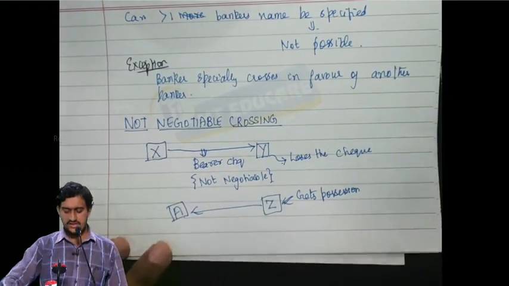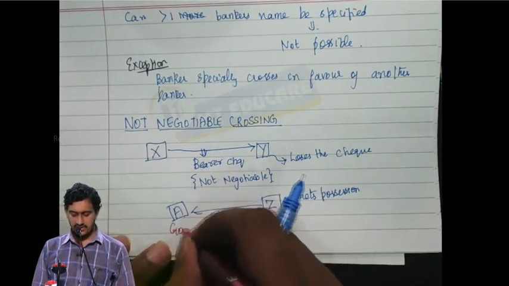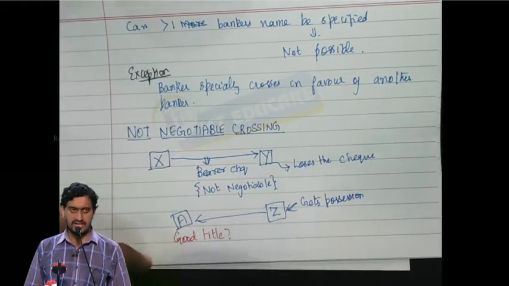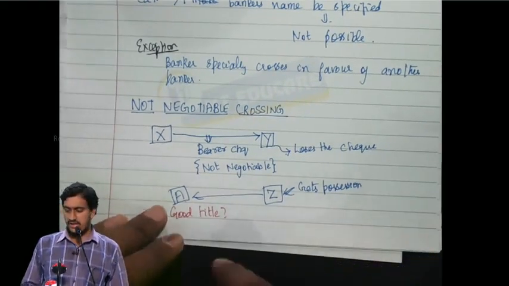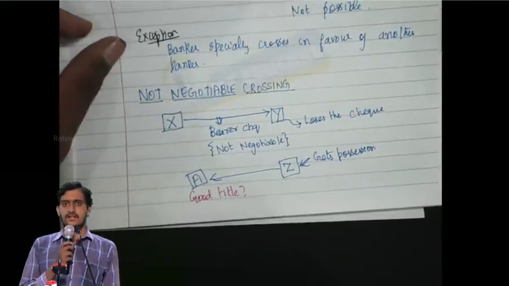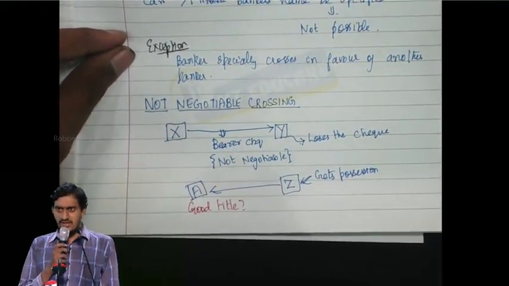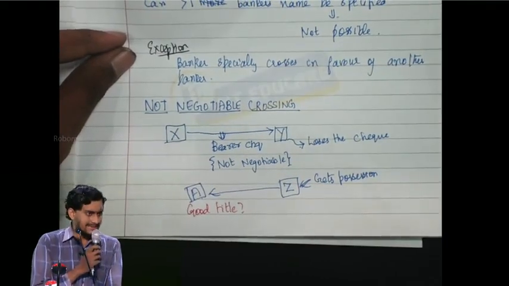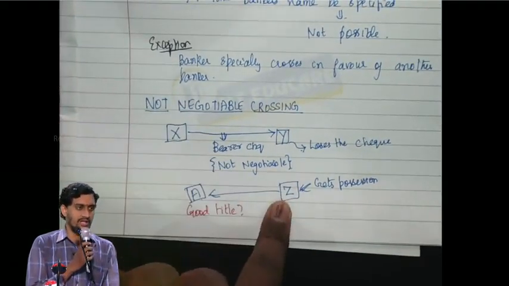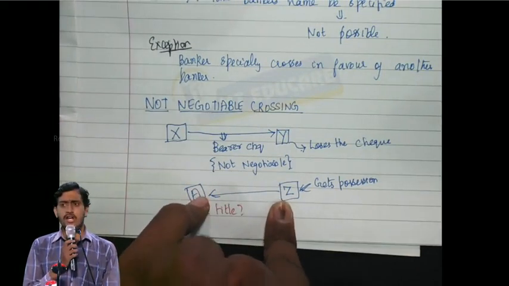Tell me, friends, whether A will get a good title or not. Come on, apply your mind. A will not get a good title. Why? Z is having possession, correct? Is he the legal, lawful owner of the instrument? When Z is not the owner, can he transfer ownership to A? Not possible.